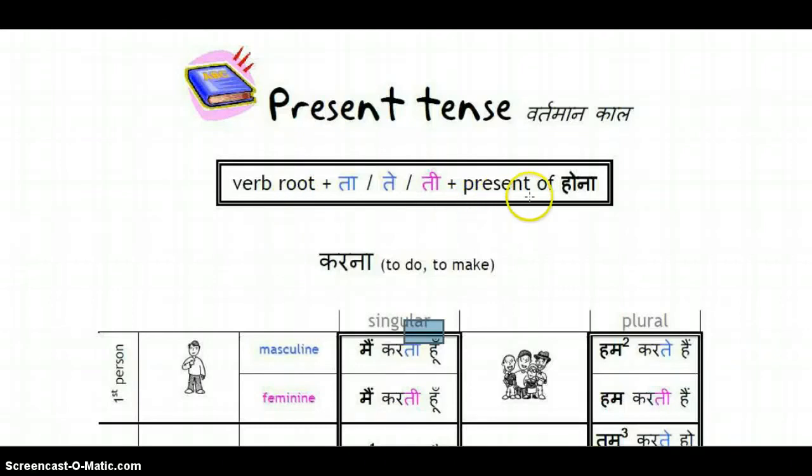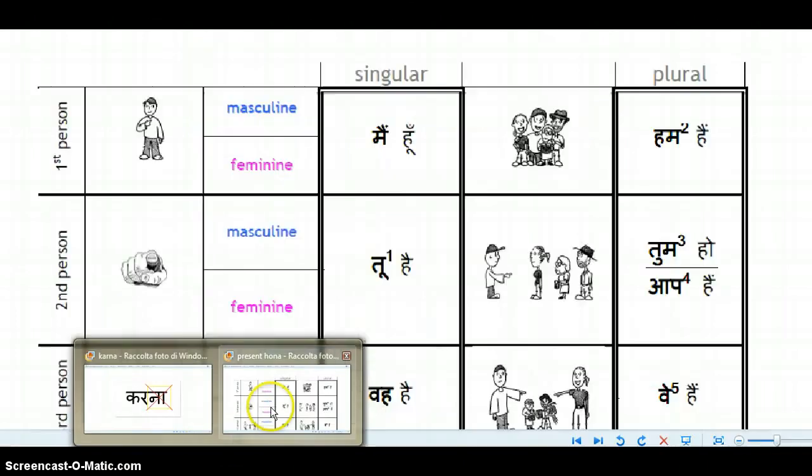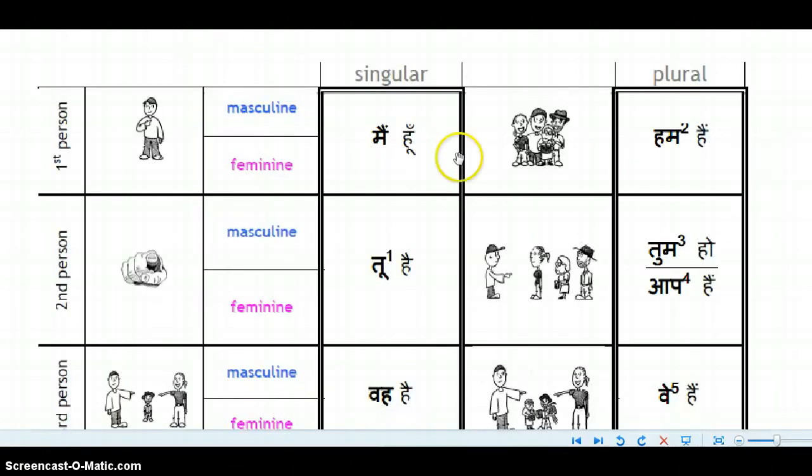Alright, so now we just need to know the present tense of hona, which is irregular. What we need to do is to learn it by heart because it's irregular. So there's no logic behind it that will get us to remember it easily without learning it by heart.